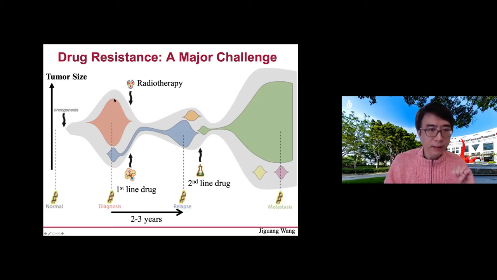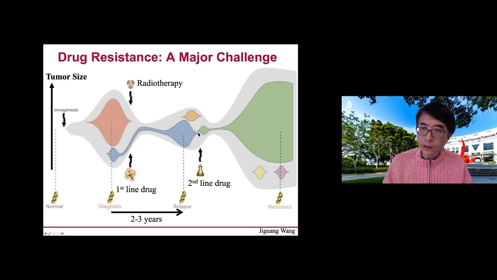Now you can see the red colored tumor is based on the wild-type proteins, and this tumor can be shrunk after the treatment of the first line drug, right? This is the first line drug with the help of the radiotherapy. However, after 2 to 3 years, you have another tumor grow up, and this tumor is due to the drug resistance mutation, like what I talked about in the previous slide. And then this tumor will grow back due to the drug resistance mutation, right?